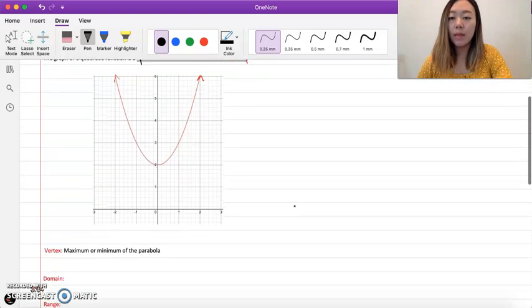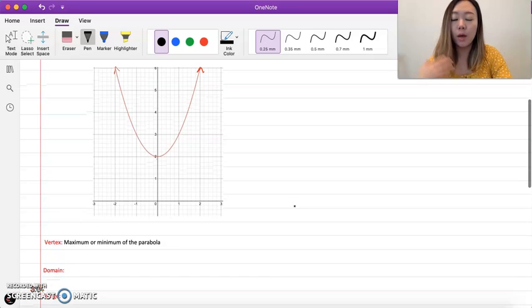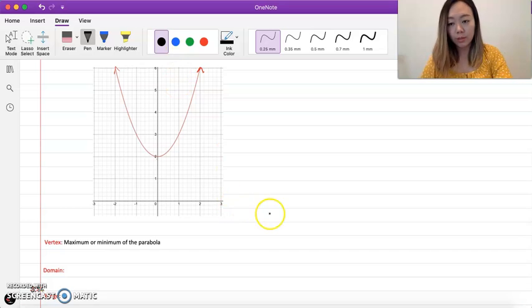So why don't we go ahead and begin? We're going to go over some vocabulary that is related to quadratic functions. First one is this, vertex. The word vertex means the maximum or the minimum of the parabola. In other words, what is the highest point or the lowest point of the graph?